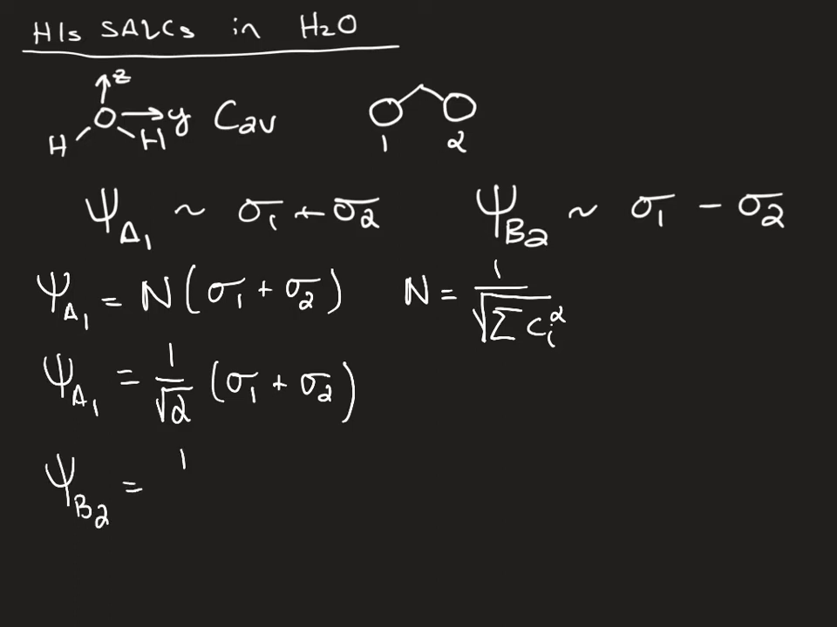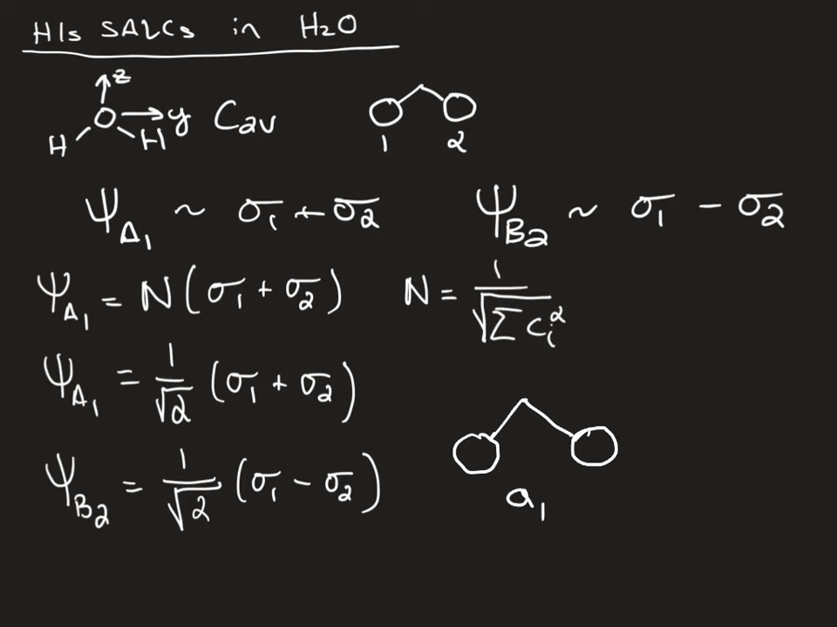This is going to be 1 over root 2 (sigma 1 minus sigma 2). We can now go through and draw out what these are going to look like. So here, the A1 SALC has these in phase, and the B2 has these out of phase.